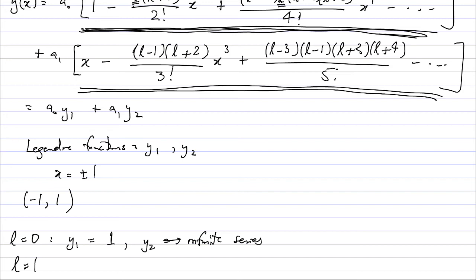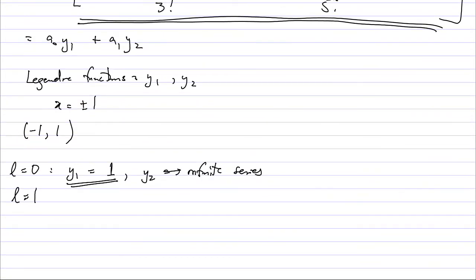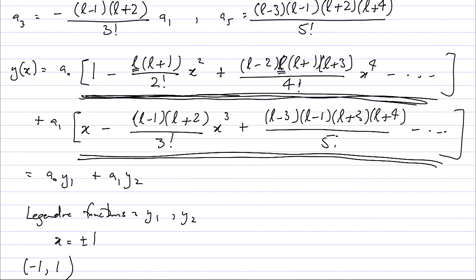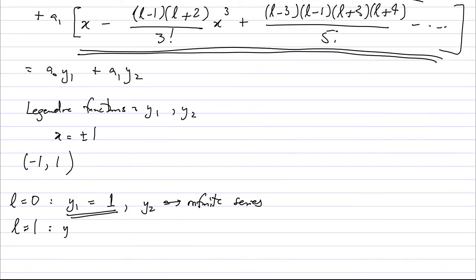Okay, right, so this is a perfectly valid solution now to your differential equation, because this is convergent. Of course, that's just the constant term. L is equal to 1. Well, if L is equal to 1, the first one, y1, is an infinite series, which is again divergent.